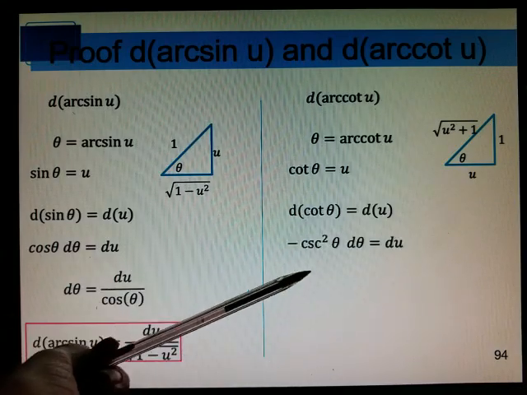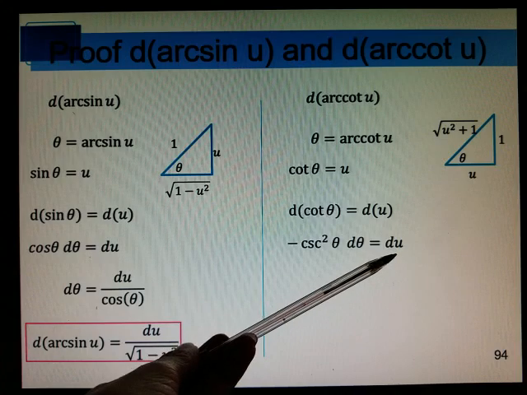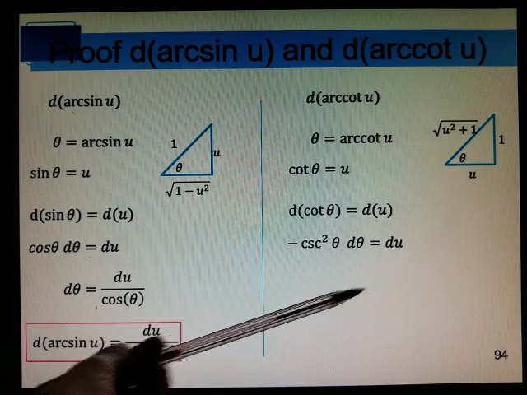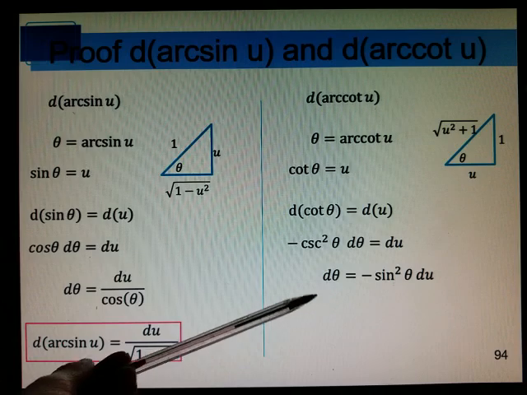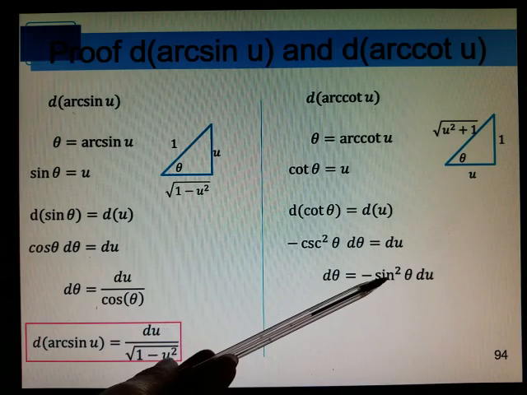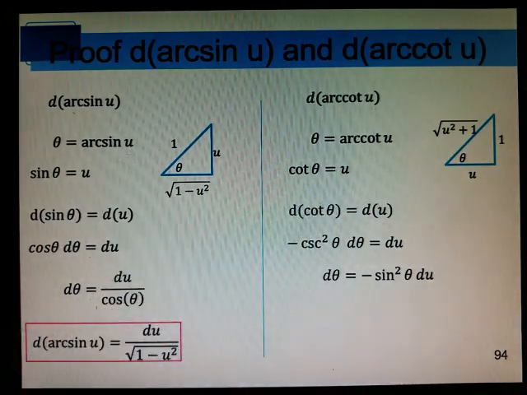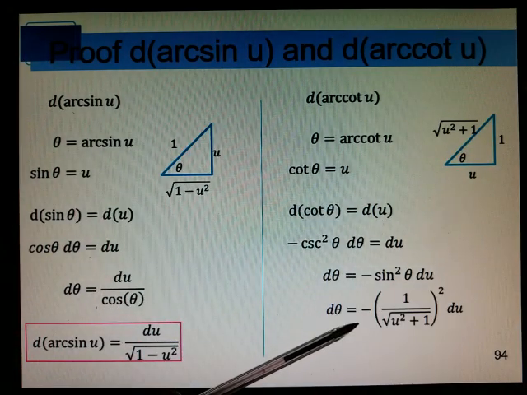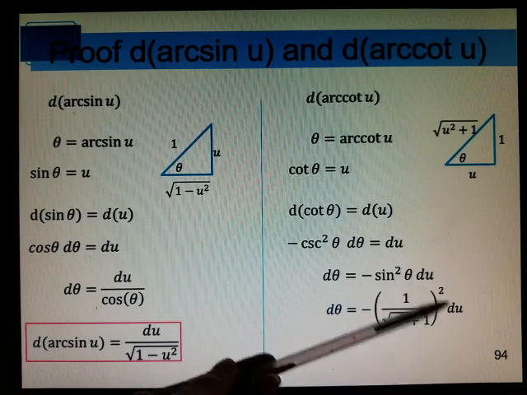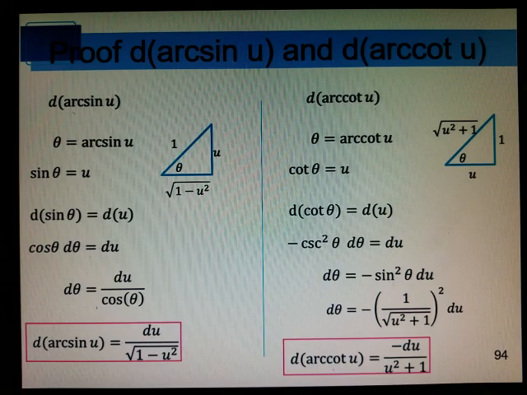The derivative of the cotangent is negative cosecant squared, d theta, derivative of u. Again, I want to look for this d theta, so d theta is going to equal, divide by that negative cosecant squared. Well, if I have cosecant squared on the bottom, that would be sine squared on top. Now, the sine of this angle is 1 over that denominator, but I'm going to square that, so I have a negative. The sine of the angle here squared d theta, or du. So when you square that, here's your formula.